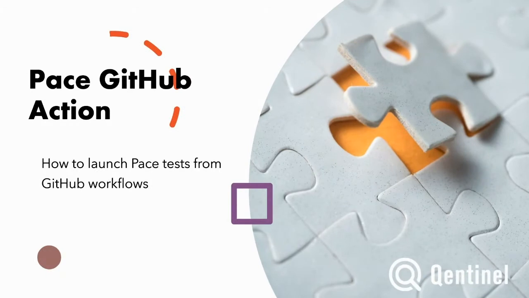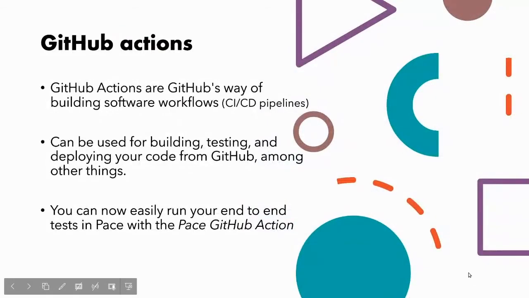So I'll be speaking about Pace's new GitHub action and essentially show how to launch Pace tests from GitHub workflows. To provide just a little bit of background, GitHub Actions are GitHub's way of building software workflows, so essentially CI/CD pipelines in GitHub. They can be used for building, testing, or deploying your code from GitHub, among other things.